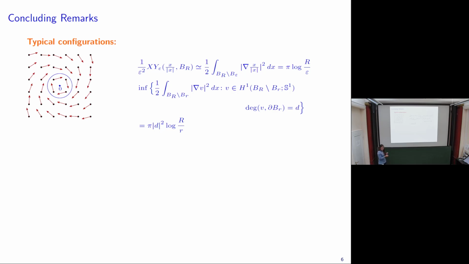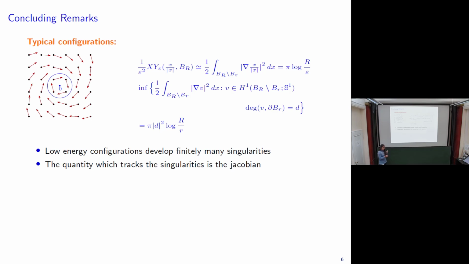Okay, just to give you an idea what typical configurations look like. Let me just wrap up that in this energetic regime, low energy configurations develop finitely many singularities, and the quantity which tracks these singularities is the Jacobian of the piecewise affine interpolation. You can use other things to track it, and we will see it later, because actually you can define the Jacobian in a discrete setting. But for the moment, take the Jacobian of the piecewise affine interpolation. And we've already seen that the XY model behaves like a Ginzburg-Landau model in the piecewise affine interpolation.